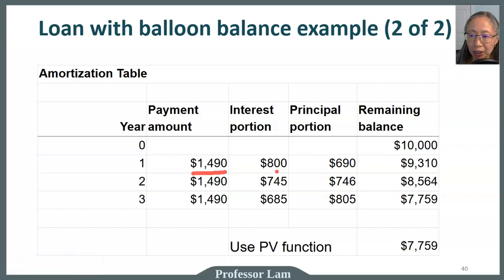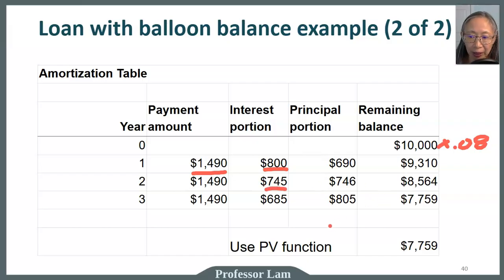The interest in the first year is similar to what we computed before. You have $10,000. $10,000 times 8% or 0.08 is $800. In other words, $690, because now you only pay $1,490 in year 1. This goes towards the principal. So the next year, when you subtract $690 from $10,000, you have a new balance of $9,310. The same thing the next year, 8% of $9,310 becomes your new interest.